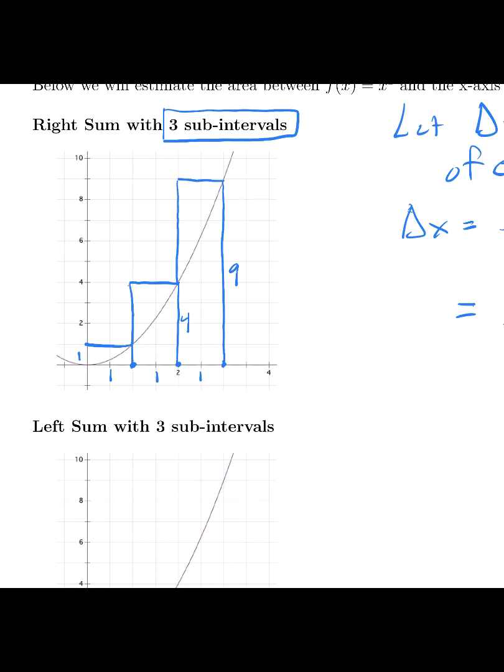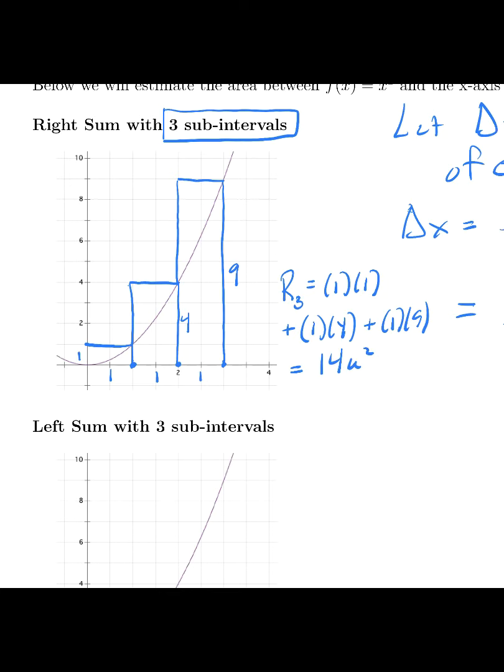So how we would notate this is we would say that R sub 3 is equal to the sum of those rectangular areas. So the first one has area 1 times 1, plus the second one has area 1 times 4, plus the third one has area 1 times 9. We add those up, we get 1 plus 4 plus 9, or 14 square units.